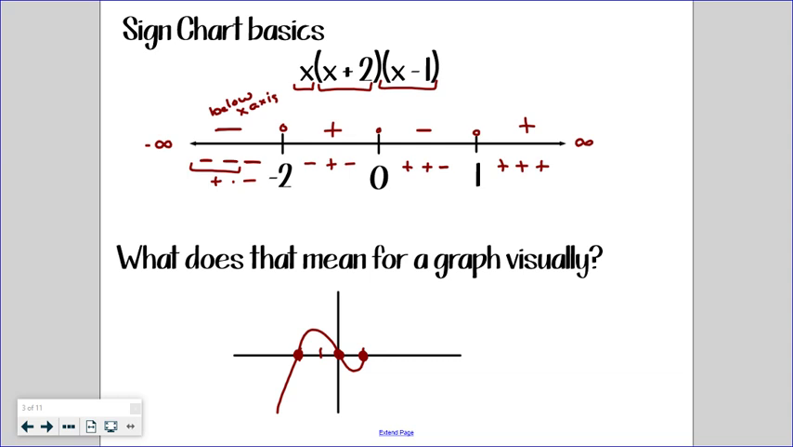And then from 1 to infinity, it says positive, which is again above my x-axis. So you can see that it's the shape of an x cubed graph, which is what we would have had, and crossing through at each of those zeros. So kind of getting that corresponding to the negative, the positive, the negative, the positive, and what that means visually for our graph. So that's how we're going to solve these.